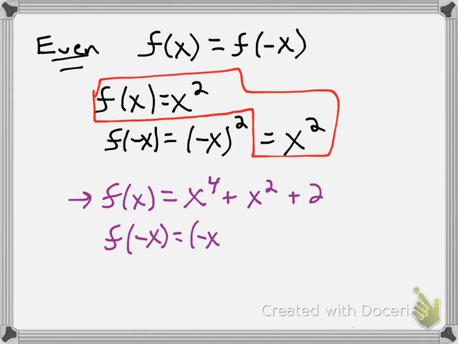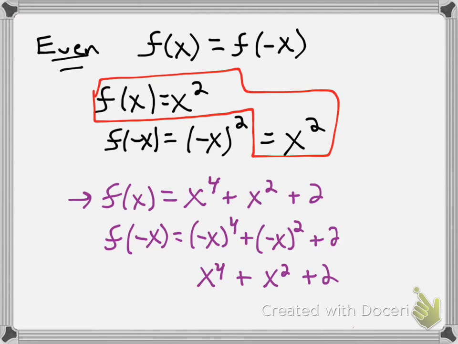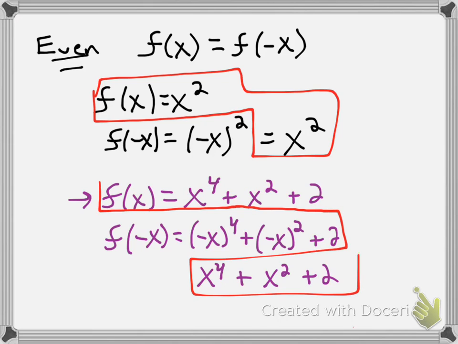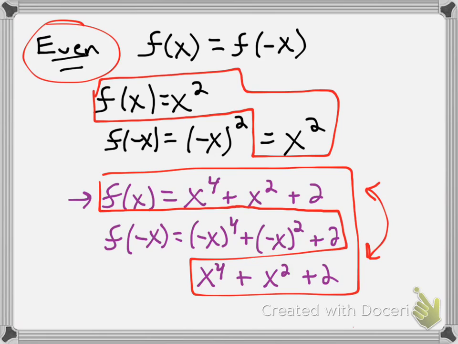So let's see, negative x to the fourth plus negative x squared plus 2. Well, negative x times negative x is x squared, times negative x is x cubed, times negative x is x to the fourth. And we already know that negative x times negative x is x squared. The 2 doesn't change. You can see that even when I make all the x's negative, I end up with the exact same expression. They're identical. When that happens, it's an even function. Let's look at an odd function.